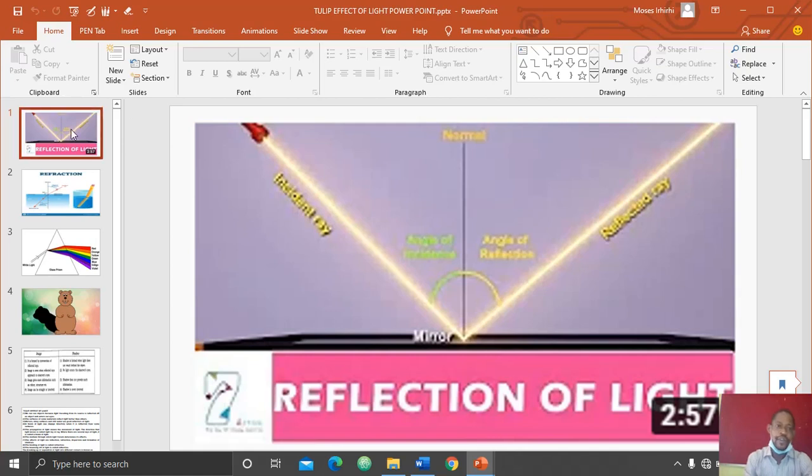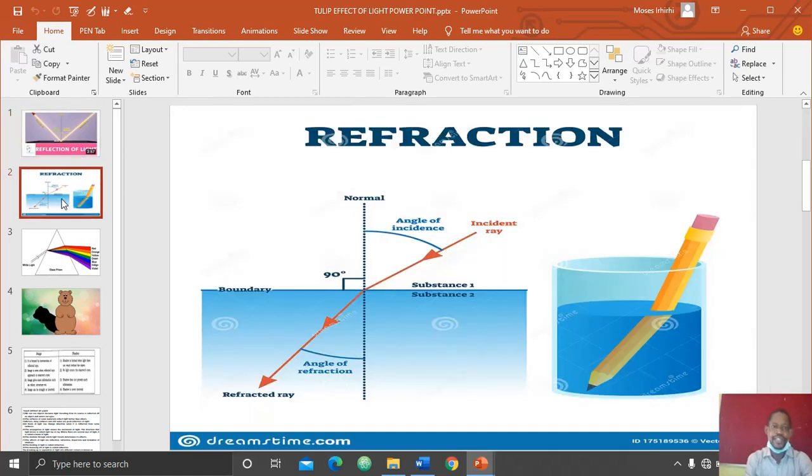Then the second effect of light we are looking at is refraction. You can do this even at home, okay? You get a pencil or a pen or a straight stick. Then get a transparent cup or a glass cup. Then pour water in it and put the stick in it. You discover that at the point where it touches the water downward, it's as if the pencil is bent.